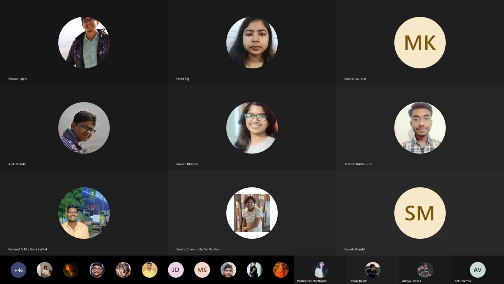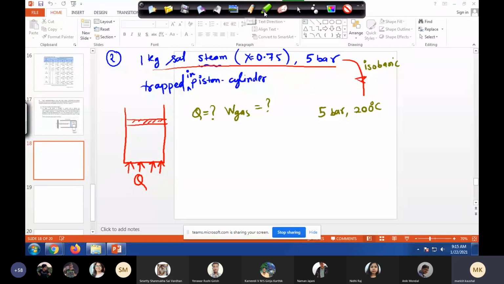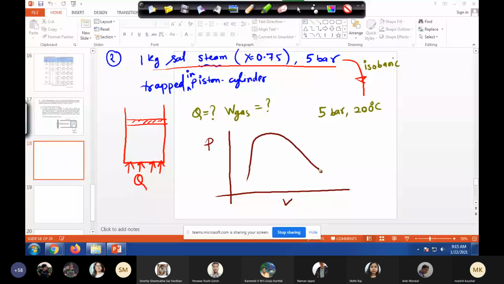Solve it quickly. First of all, we should be very comfortable with drawing this rough PV diagram. So what we said is, let's say there is an isotherm at 150 degrees Celsius. Have I mentioned the temperature? No. But how can we find out the temperature?